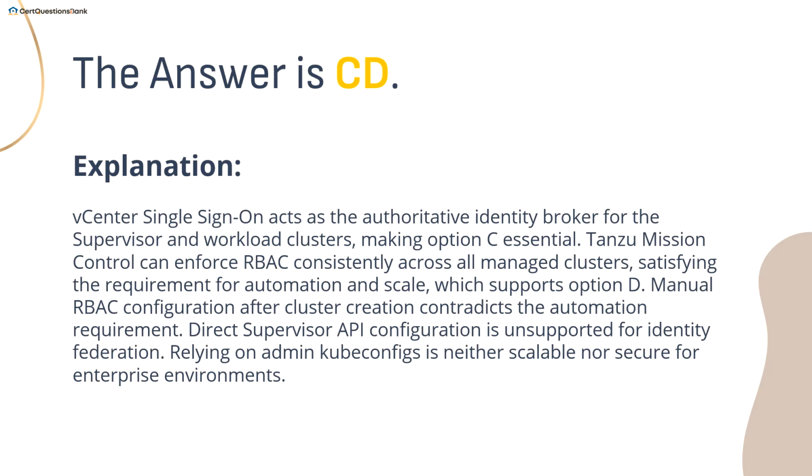option D. Manual RBAC configuration after cluster creation contradicts the automation requirement. Direct supervisor API configuration is unsupported for identity federation. Relying on admin kubeconfigs is neither scalable nor secure for enterprise environments.